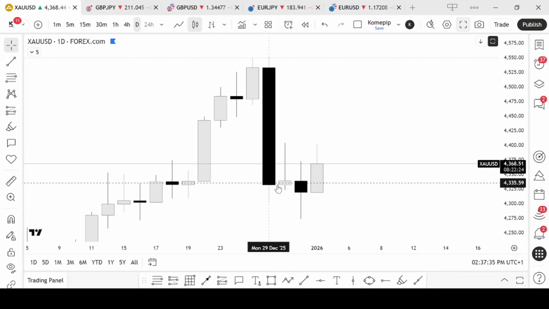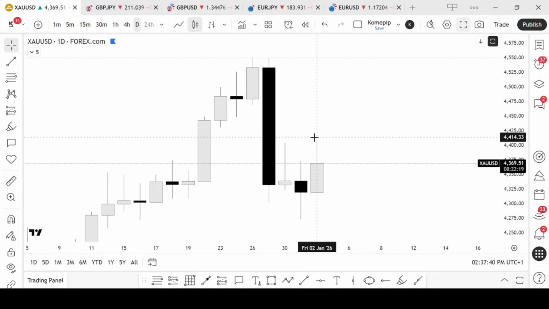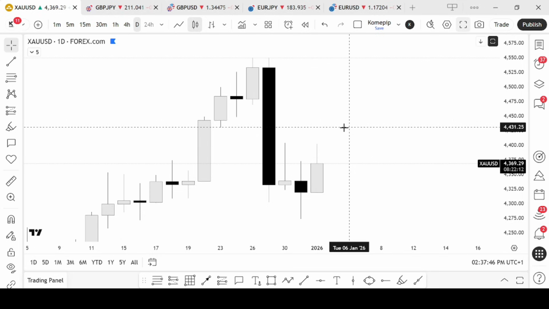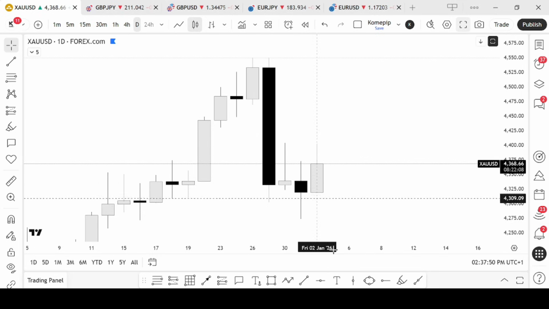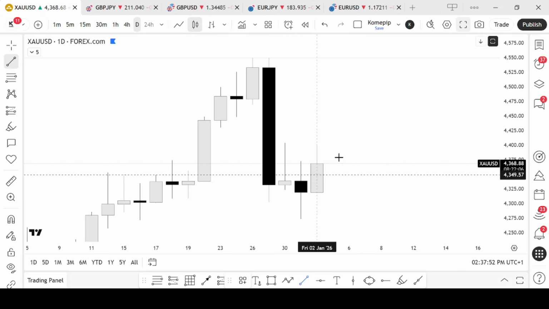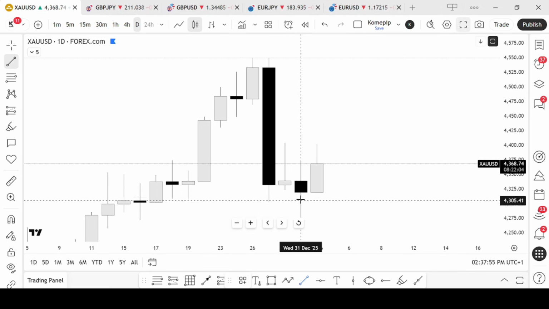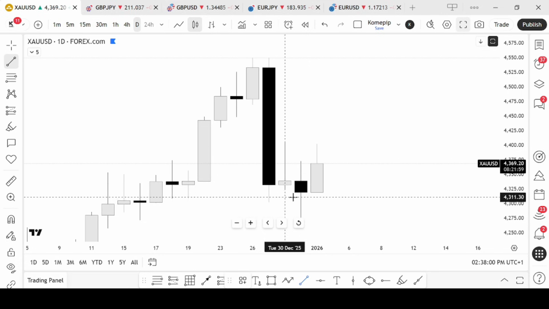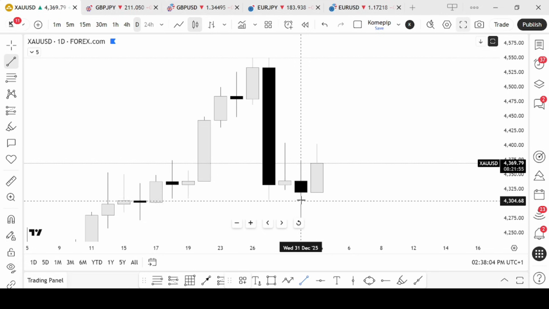So all I did was to come to the higher time frame here, and on this higher time frame, I want to see what price is doing. For example, what exactly is price doing? First, for me to know what price is doing, I need to check yesterday's price action. So this was the price action before the New Year day.